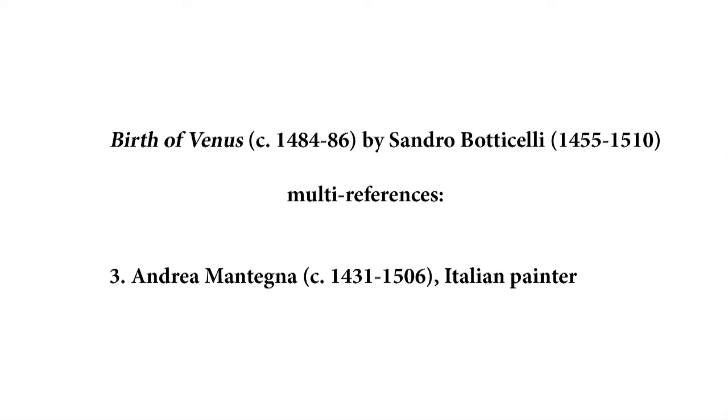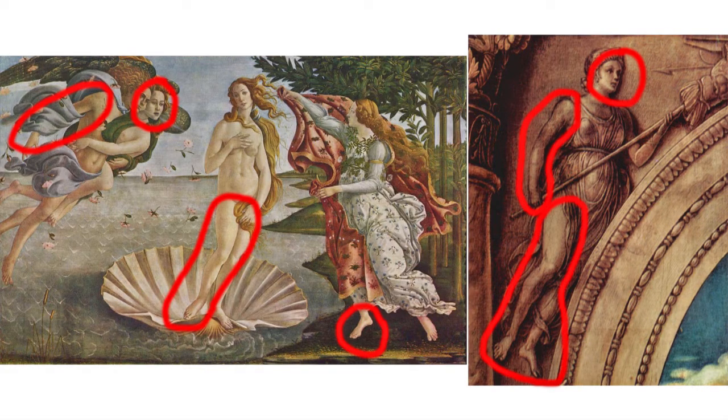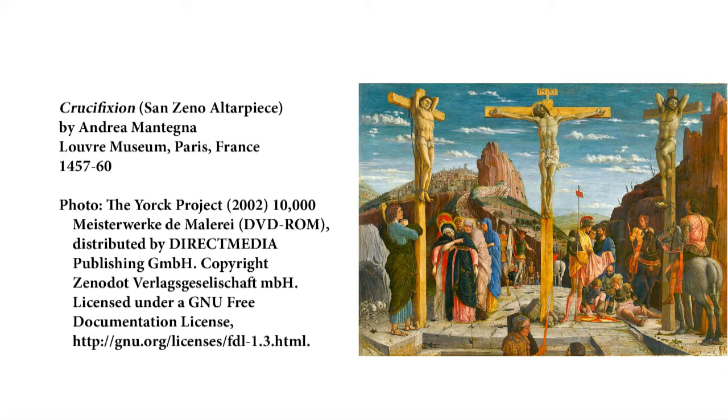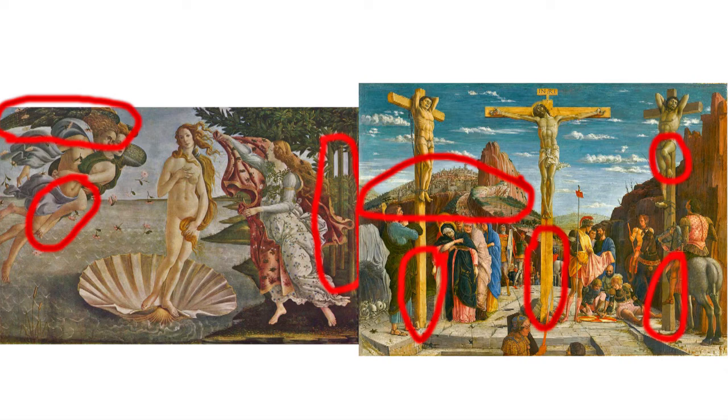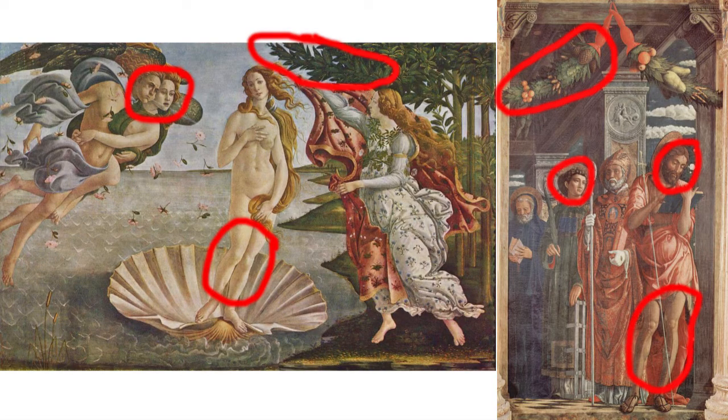Birth of Venus multi-references Andrea Mantegna as well. Mantegna was a contemporary of Sandro Botticelli. Andrea Mantegna often depicted bare legs in his artwork, and the bare legs in Birth of Venus may have been a big clue to Botticelli multi-referencing Andrea Mantegna. Mantegna's crucifixion shows bare legs, a bent knee, and 3 crucifixes, and the shapes are repeated in the Botticelli masterpiece. The hanging laurel wreaths from this Mantegna painting become a tree branch in Birth of Venus.